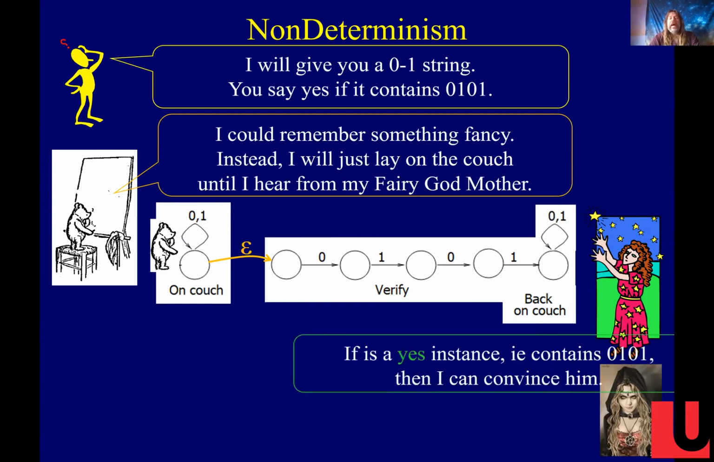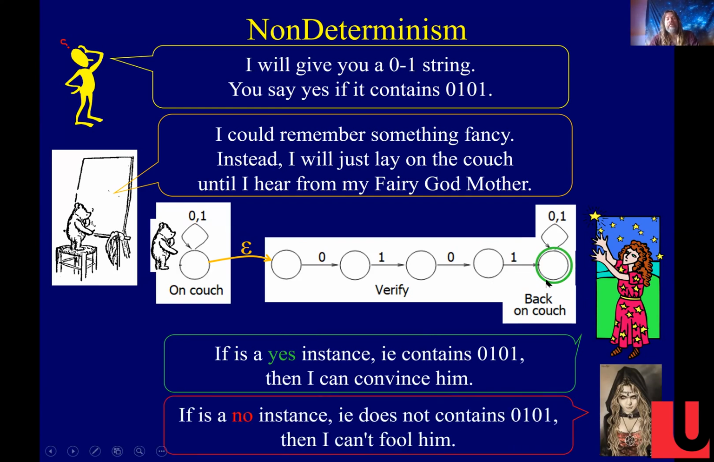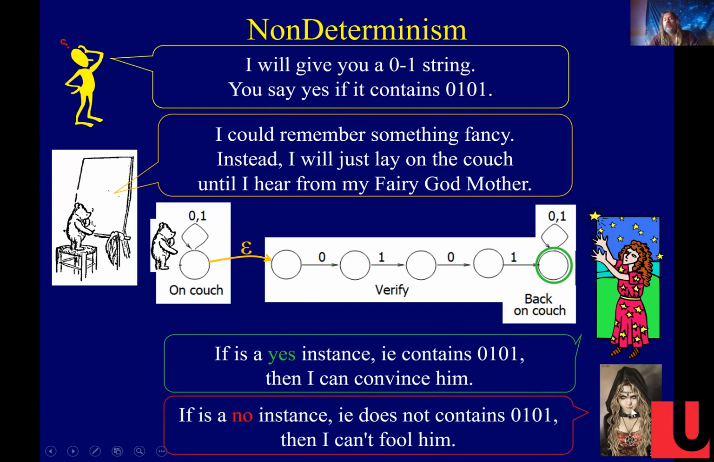All right. Now let's go back to the beginning again. So if it's a yes instance containing 0, 1, 0, 1, she can convince him, right? And so we're going to make this the accept state, right? And how does she convince him? She pushes him along here. But now what about her, the evil twin, right? If it's a no instance, what's true about no instances is they do not contain 0, 1, 0, 1. And so she can't fool him. Right? So what does that mean?